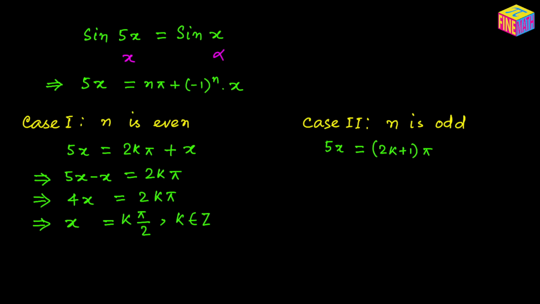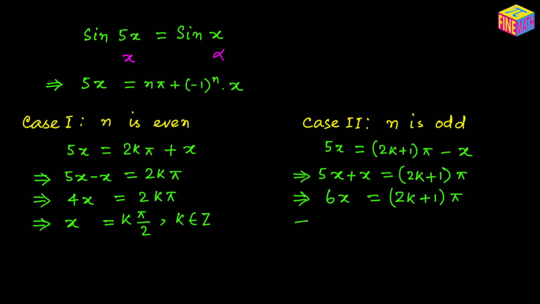So I should write negative x right here. And from here, if we simplify, if we bring the negative x to the left hand side, that will give us 5 times x plus x, that is equal to 2k plus 1 times pi, and from here this is 6x is equal to 2k plus 1 times pi, and from here x is equal to 2k plus 1 times pi over 6. And those are the two general solutions here.